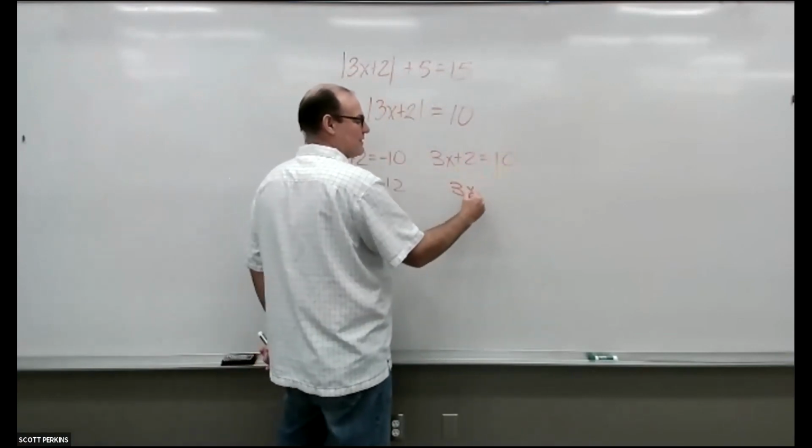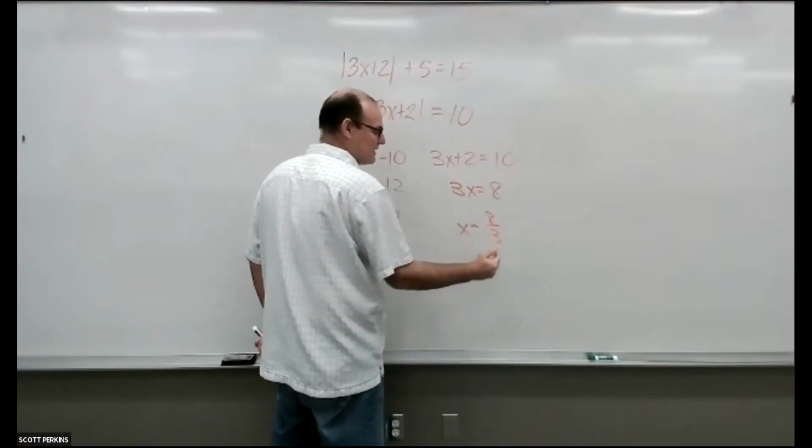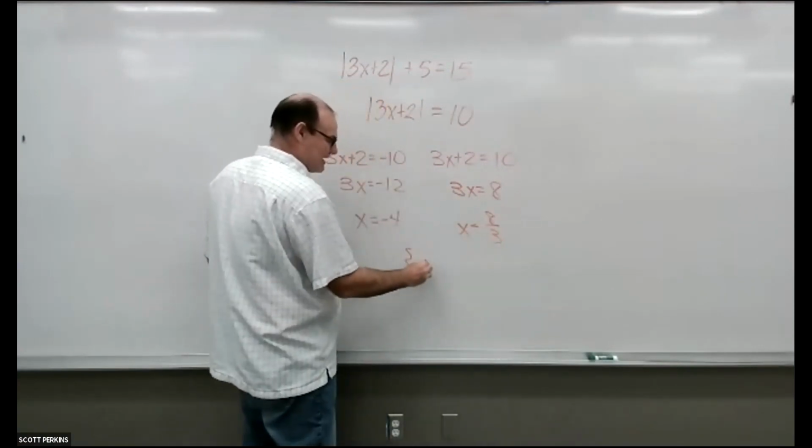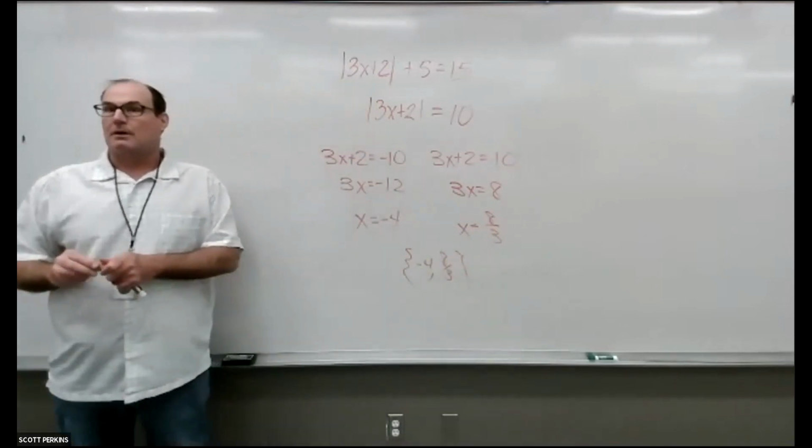Subtract 2 on this one, I get 3x is 8. Divide by 3, I'm going to leave this as 8/3 because that is a repeater. And so I've got negative 4 and 8/3. Those are my two answers.